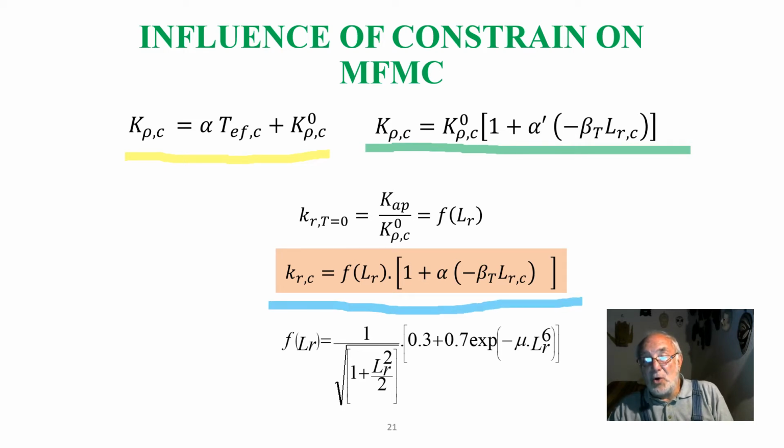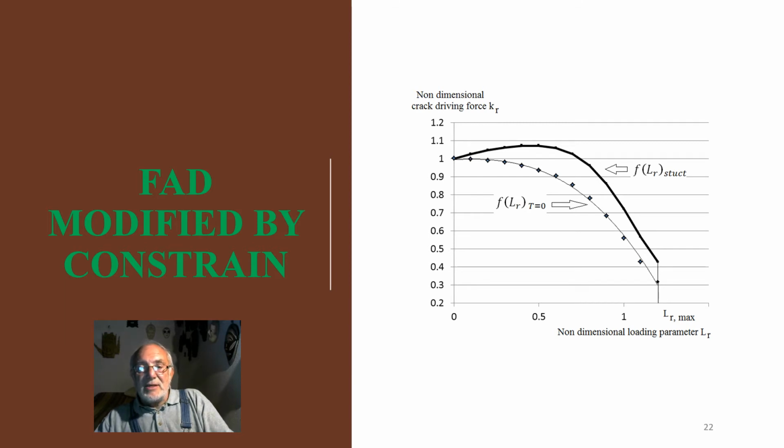Remember that in the SINTAP code, the equation of the failure curve is given by this expression. To obtain the failure assessment diagram modified by constraint, it is necessary to put the previous failure curve equation in the graph of non-dimensional crack driving force versus non-dimensional load parameter. We get the following curve, and if you plot the curve for the reference fracture toughness, we get a lower curve, which is represented by the green line.